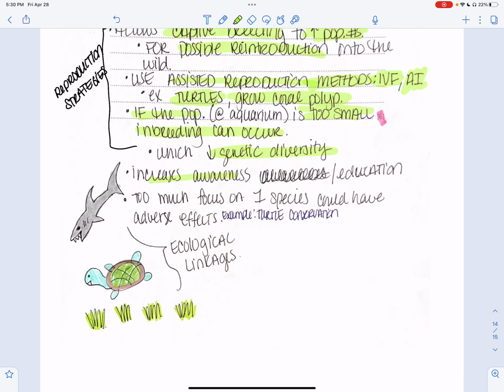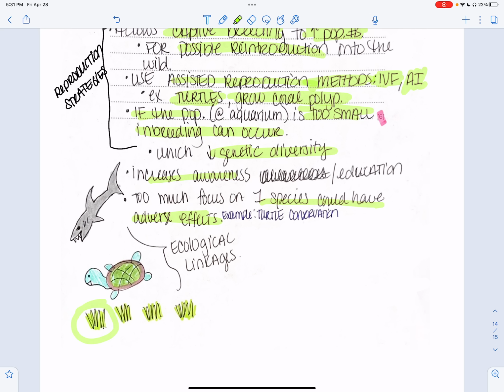Back to it. If too much focus is placed on one species, you could have adverse effects. So an example is the turtle conservation. We have to be careful whenever we're rehabbing turtle populations, and this happens a lot in Florida, and then releasing them back in their natural habitat, because we need to make sure that there are predators there for them. You do need to have that population controlled, and we can't have too many of them where they're going to eat all the seagrass. But if we don't have any turtles there, then the seagrass will overgrow itself and eventually die.